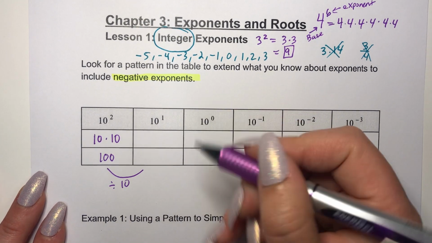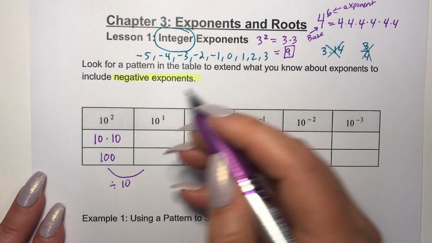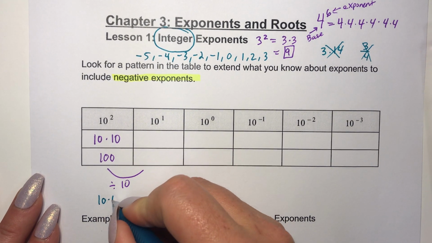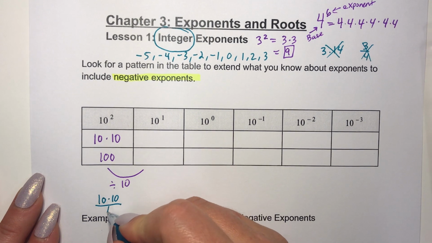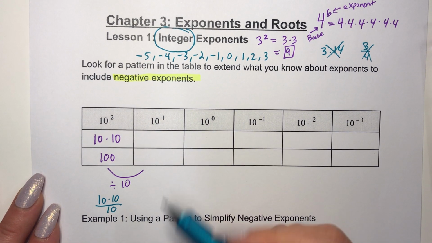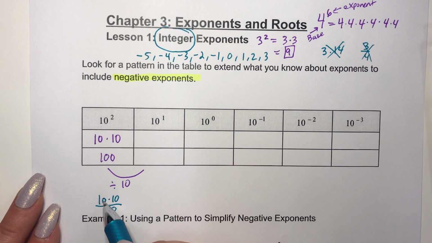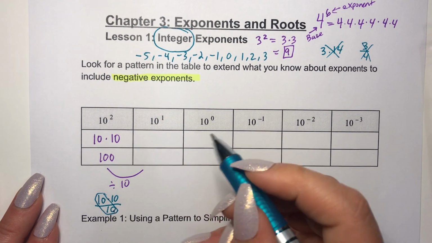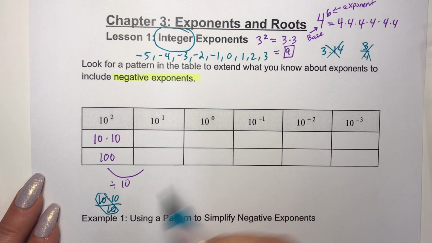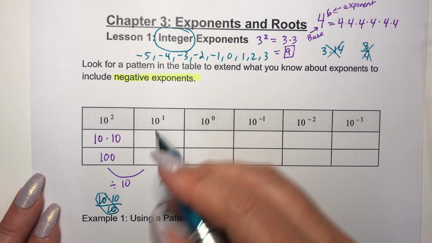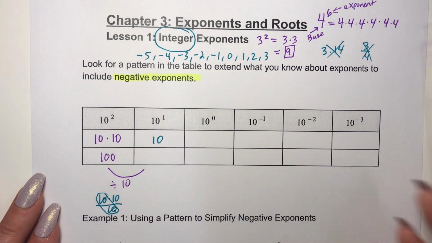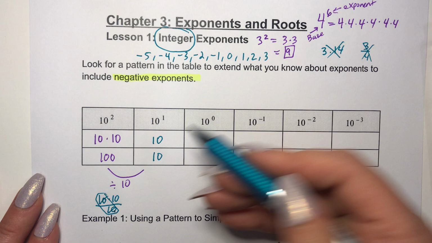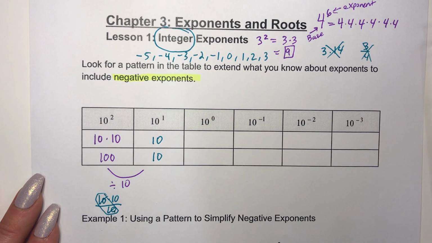So think about that. We know that 10 squared is the same thing as 10 times 10, and then we divide that by 10. We can write divide by 10 like that, or we can write it like this. And what happens? 10 divided by 10 is 1, those cancel out, and what you're left with is just 10. So 10 to the first power is just 10. It's 10 multiplied just one time by itself, which is just 10.